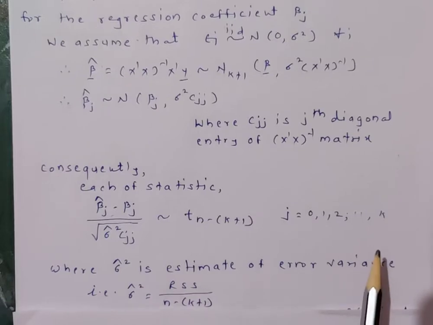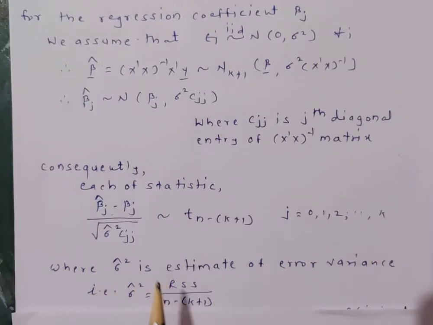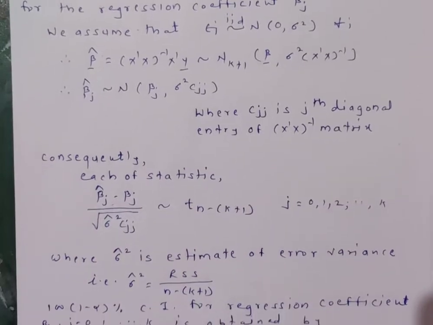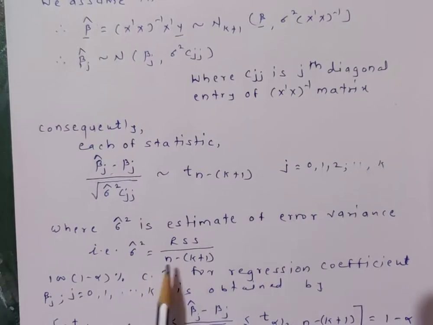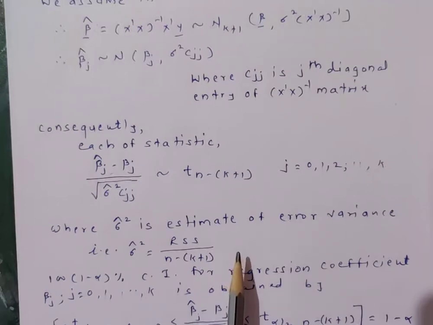Since there are k plus 1 values, that is p values. Here sigma hat square is the estimate of error variance, and hence sigma hat square is equal to RSS divided by n minus k plus 1, which is the mean residual sum of squares, that is MRSS.